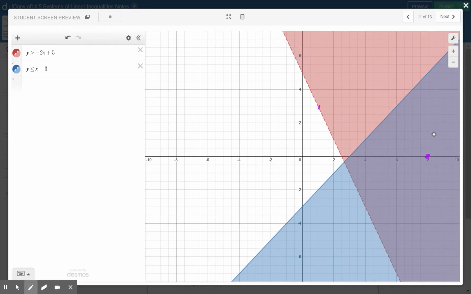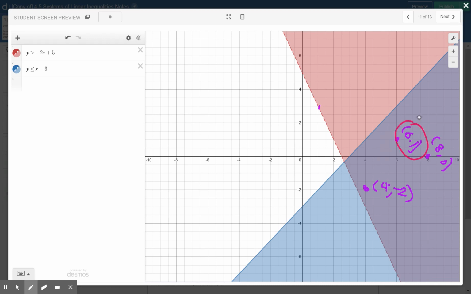So for example, 8 comma 0 is a solution. I could pick 6 comma 1, that's a solution. I could pick 4, negative 2, that's a solution. All of those are answers. The reason why they're answers is because they satisfy both of the inequalities. You would get a true statement if you plugged in those numbers.